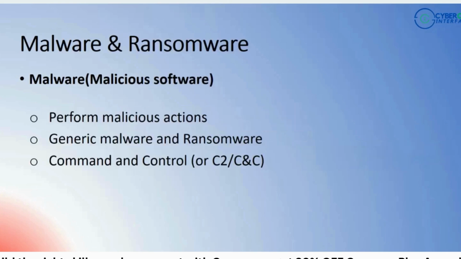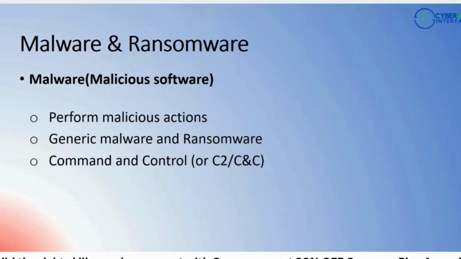Then we have malware. Malware is basically malicious software. These are software that perform malicious actions. Then we have two kinds of malware: the generic malware, and then the ransomware. Because of the impact and the way it operates, they often separate ransomware. It usually stands out amongst all malware. But general malware is just any software that is performing malicious actions on your system. Ransomware is a specialized kind of malware.